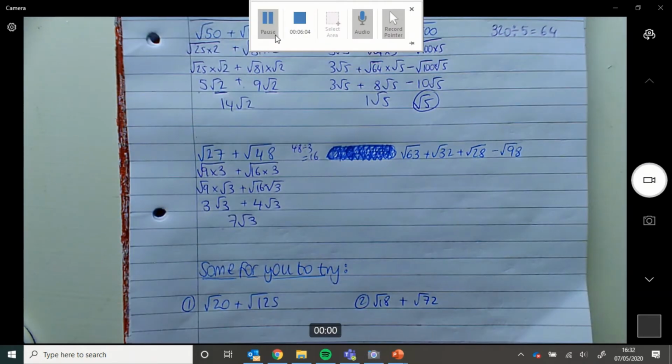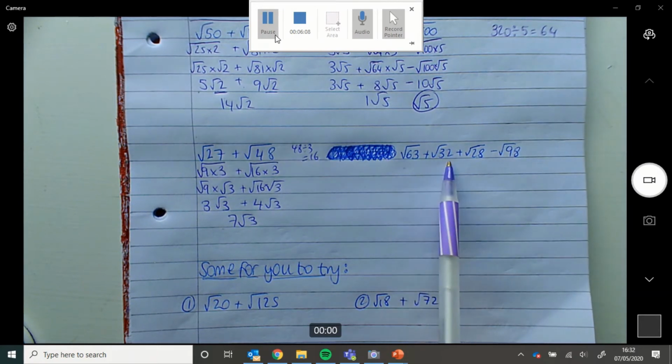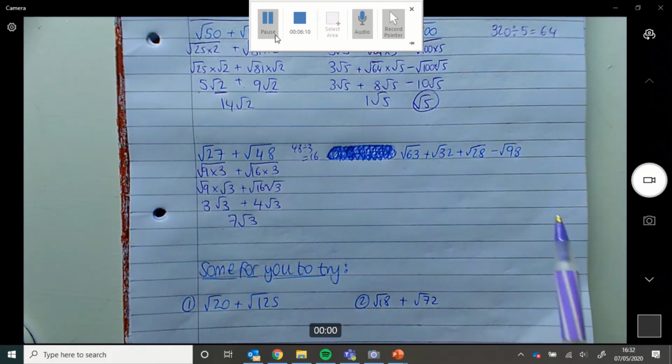Moving on to my next example, I've got the square root of 63 plus the square root of 32 plus the square root of 28 minus the square root of 98. There's a lot of stuff going on there. All of my numbers are fairly low, so I think I'm probably going to just try and work them all out rather than spotting any patterns.